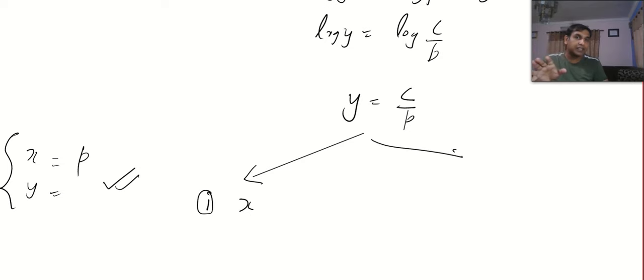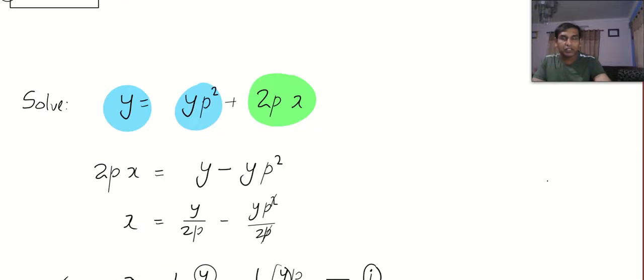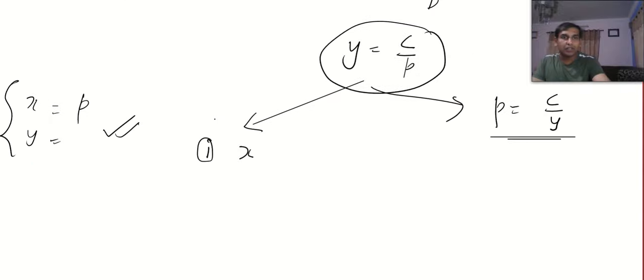Another method is you take this equation and find p. P is equal to c by y. And plug it into the given equation. You can plug p is equal to how much? C by y. And that will be called the implicit equation. So I'm leaving that part to you.